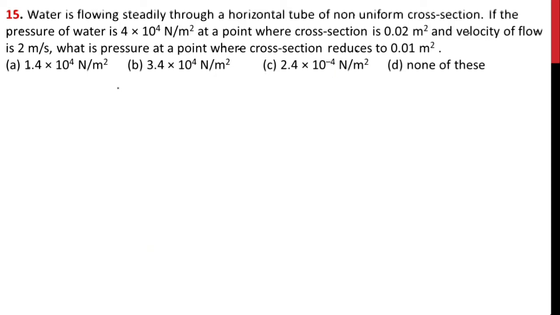If the pressure of water is 4 into 10 to the power 4 Newton per meter square at a point where cross-section is 0.02 meter square and velocity of flow is 2 meter per second, what is the pressure at a point where cross-section reduces to 0.01 meter square? So look at the diagram here.